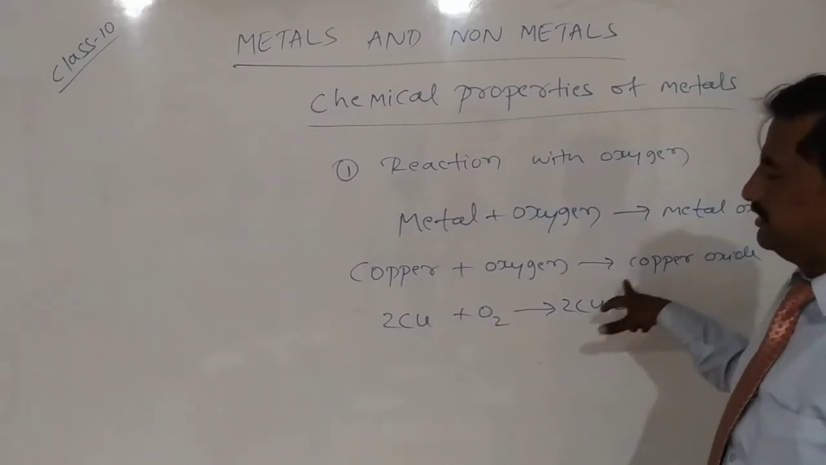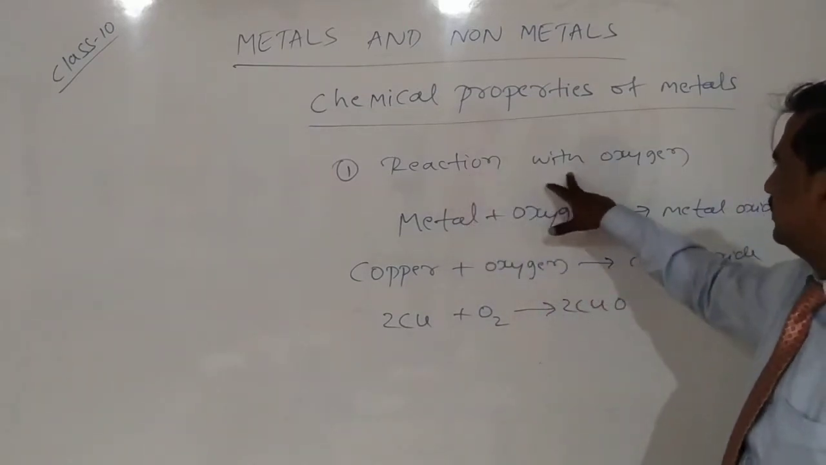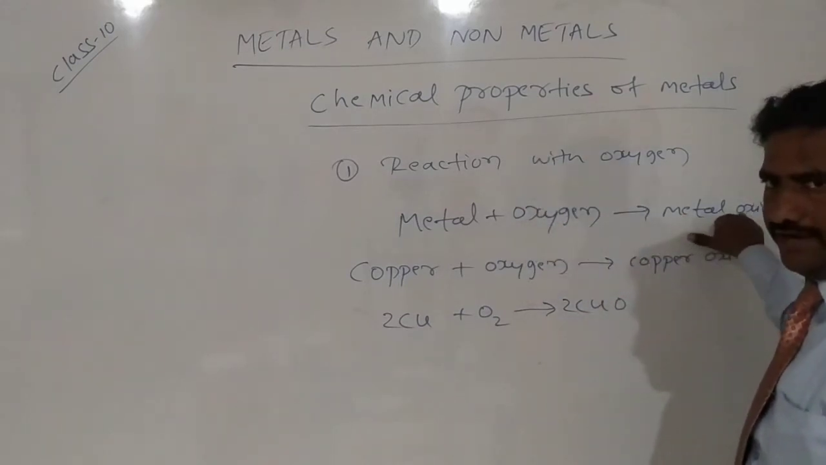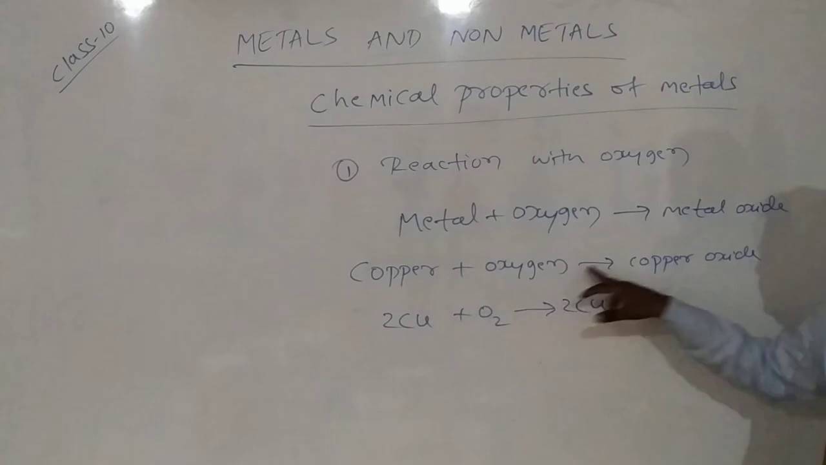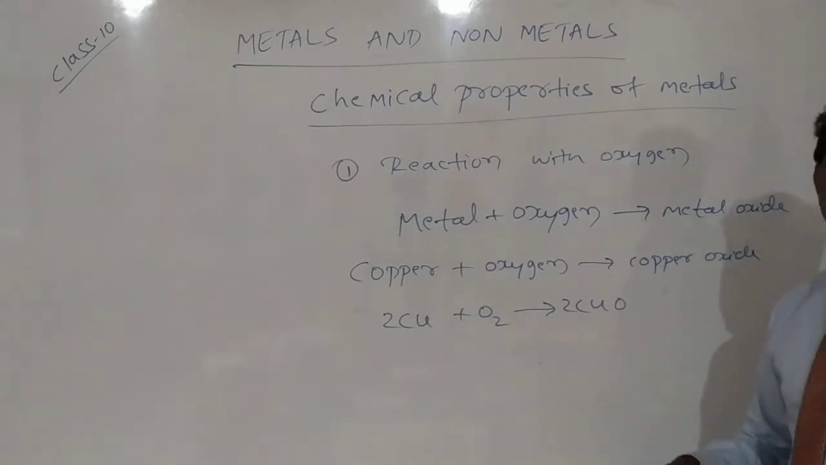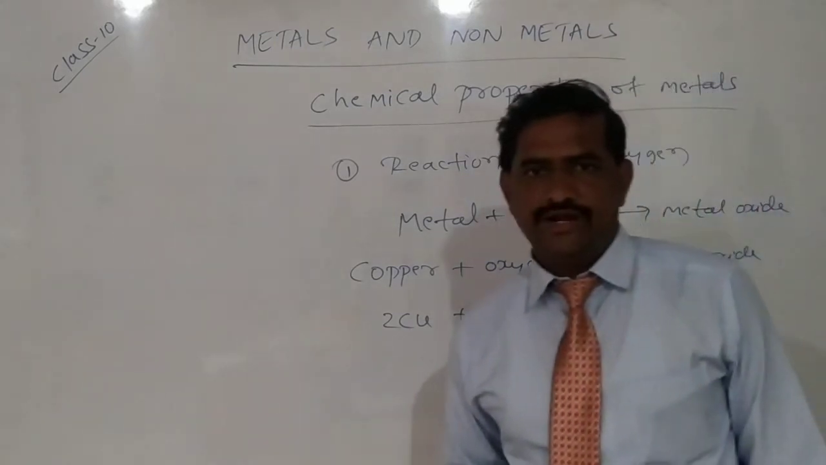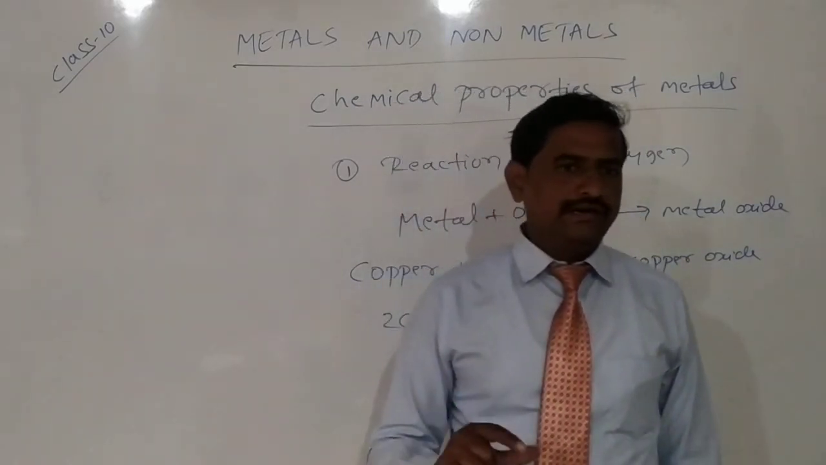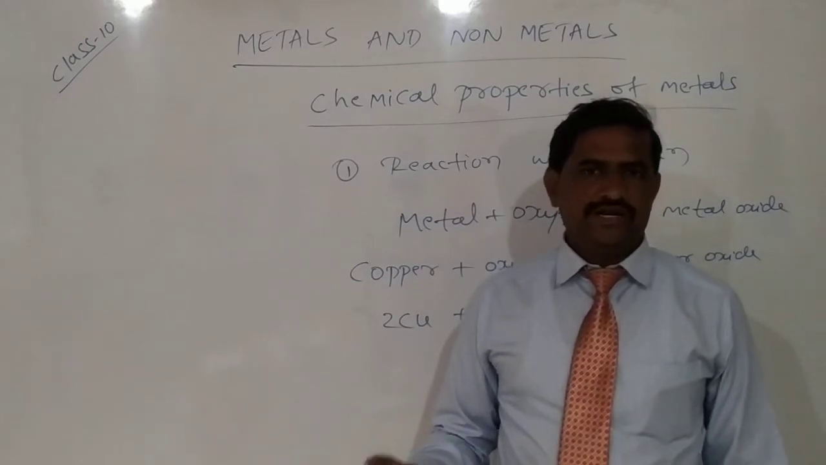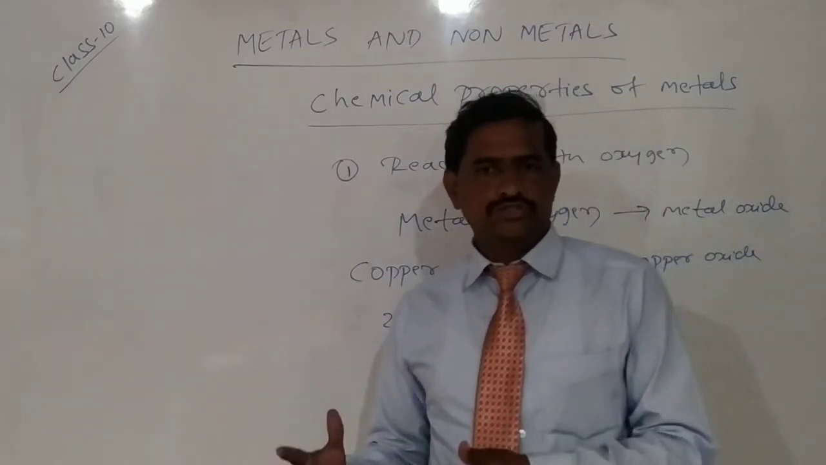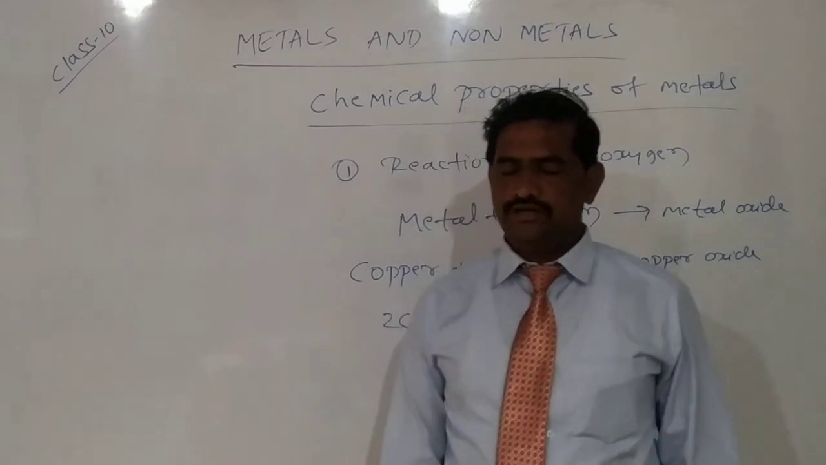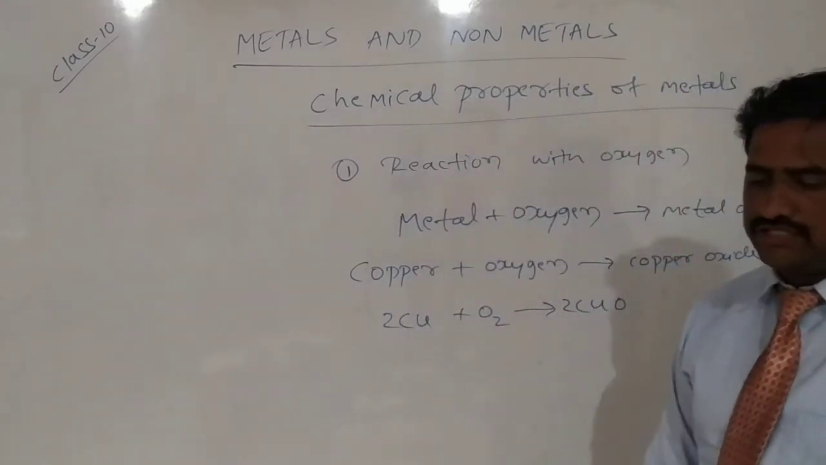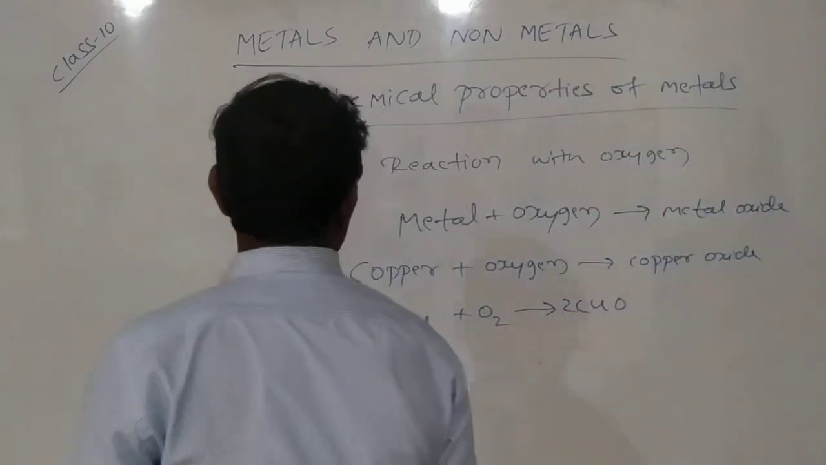So this is the first reaction, the reaction with oxygen. When metal reacts with oxygen, metal oxide is formed. Copper reacts with oxygen to give copper oxide, sodium gives sodium oxide, potassium gives potassium oxide, iron gives iron oxide. In general, when metal reacts with oxygen, metal oxide is formed. I hope all of you have understood this. The next, the second one, is the reaction with water.